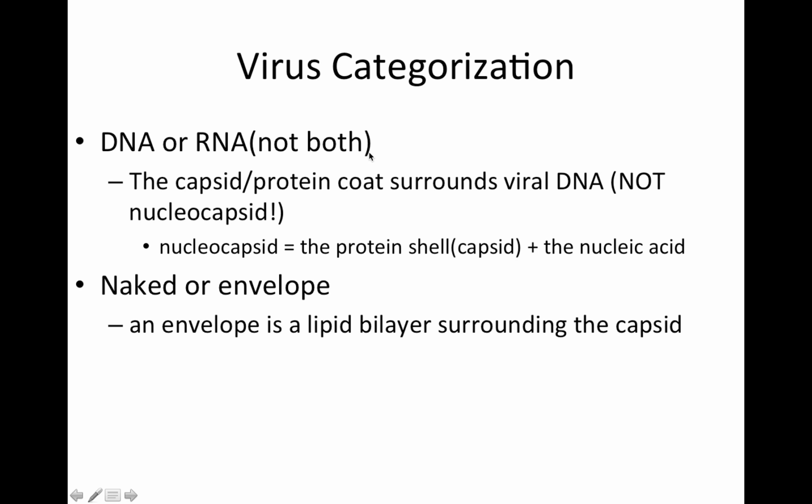The capsid is also called the protein coat. The capsid is the protein coat surrounding the viral DNA. So we don't want to confuse the protein coat surrounding the DNA with the nucleocapsid. The nucleocapsid is the capsid plus the nucleic acid. Make sure that you have a good handle on the difference between capsid and nucleocapsid, because that's a really easy one to get right on the test if you just know the definition.